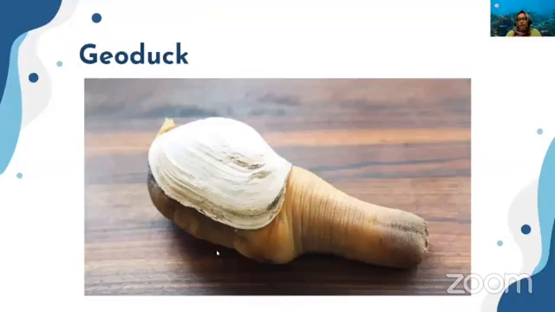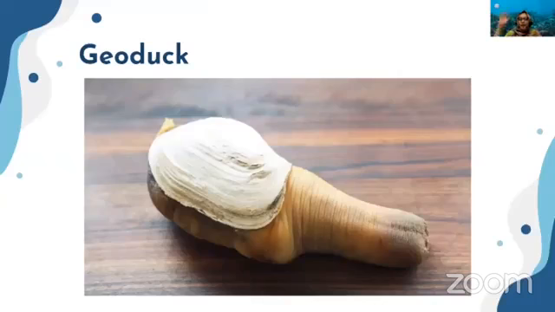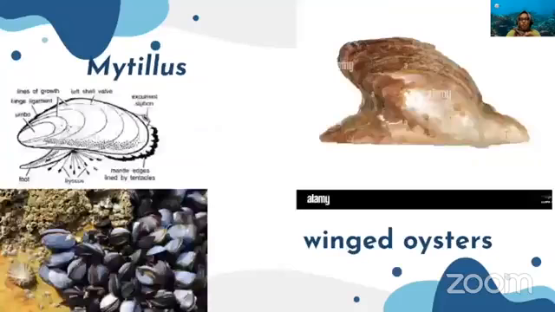The first one is the geoduck, a soft bottom burrower. They live inside the sediments. You can only see this part above the sediment; the whole body is burrowed down. The next is a winged oyster and also mussels. Here you can see byssal threads where they are attached.